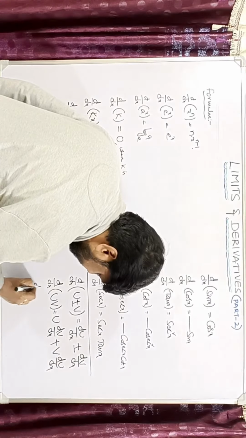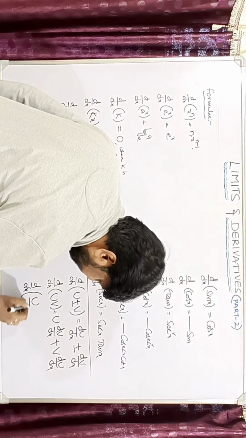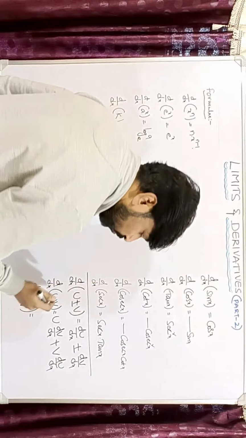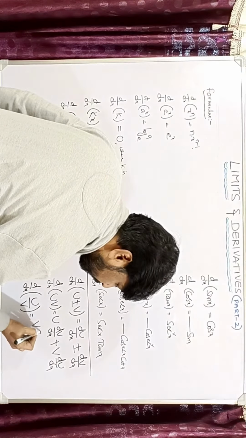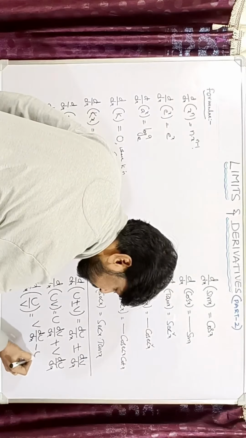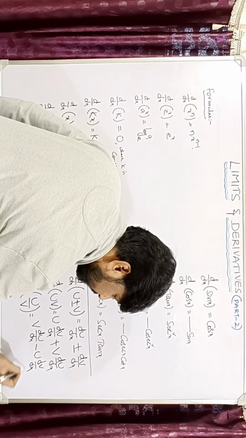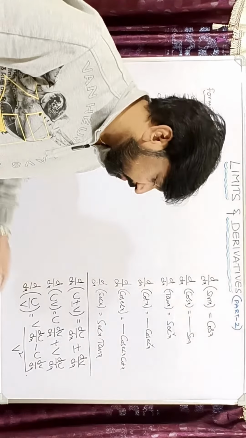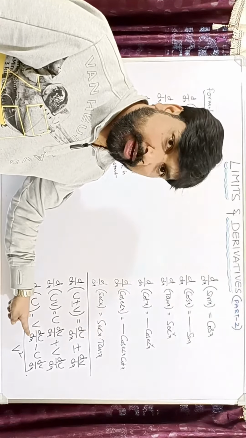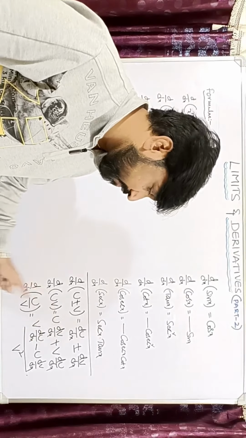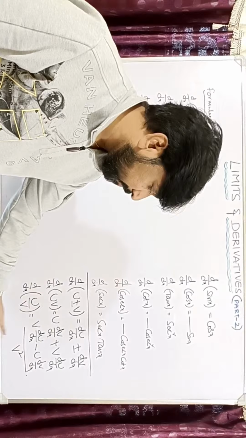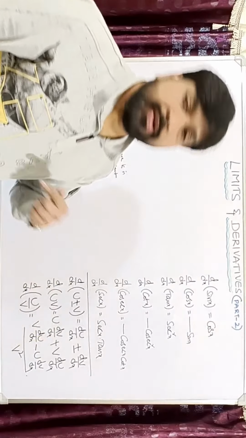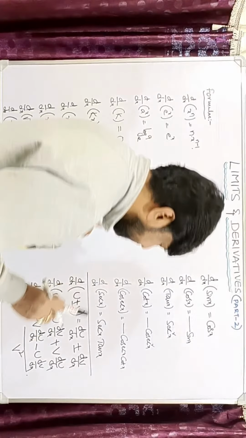Then coming to the next, d by dx of u by v. Whenever a u by v combination is there, it is v into the derivative of u minus u into the derivative of v, the whole by v square. d by dx of u by v is equal to v into the derivative of the numerator minus the numerator into the derivative of the denominator, the whole by v square. Be careful: multiplication means addition, and division means subtraction. So this is the very basic concept.